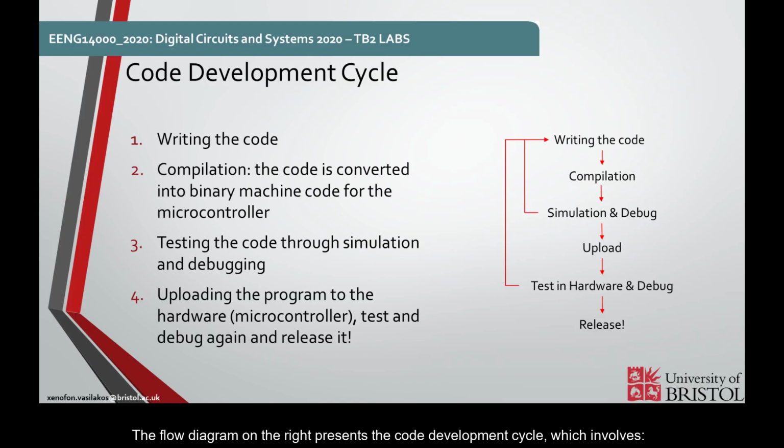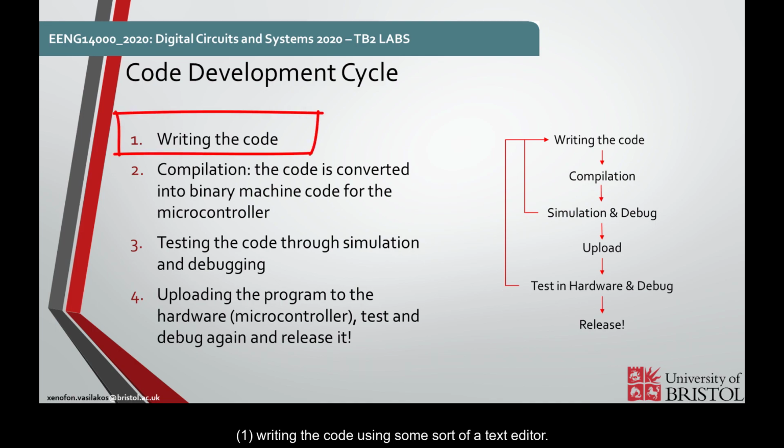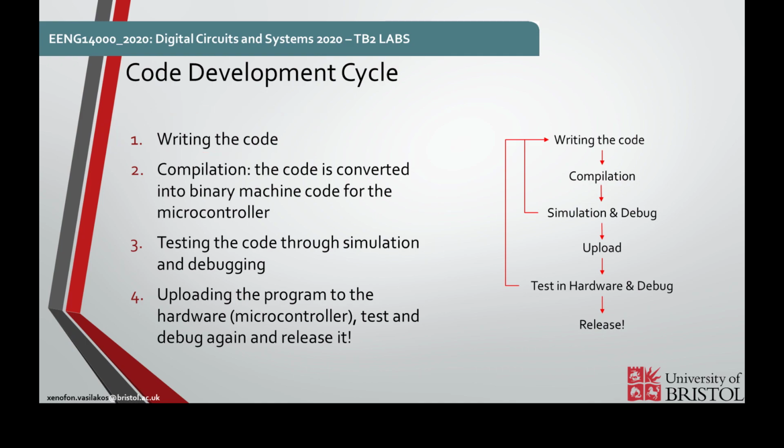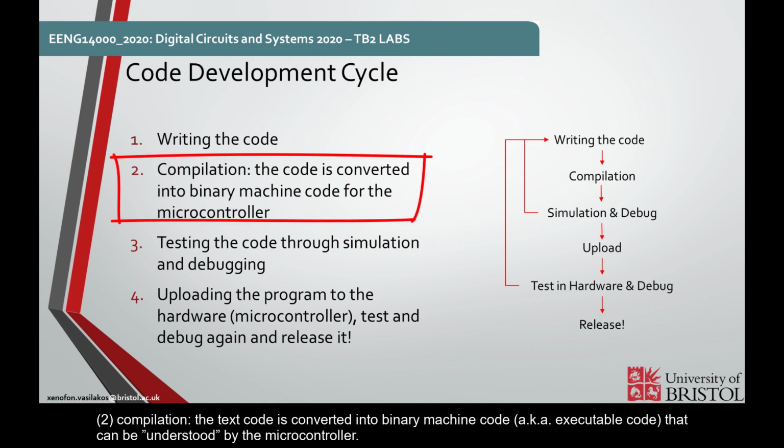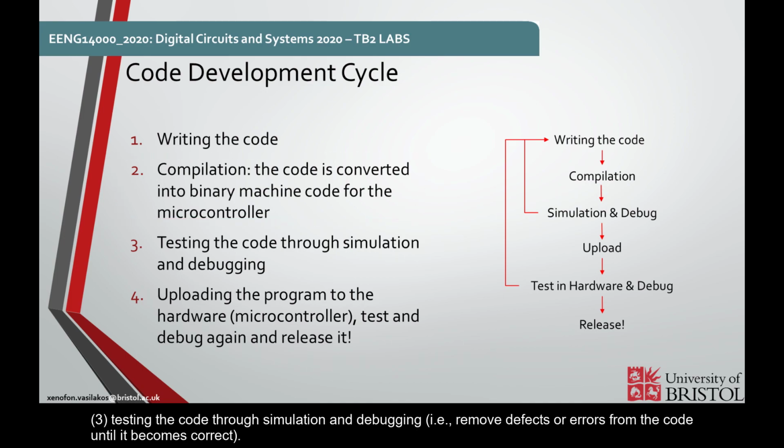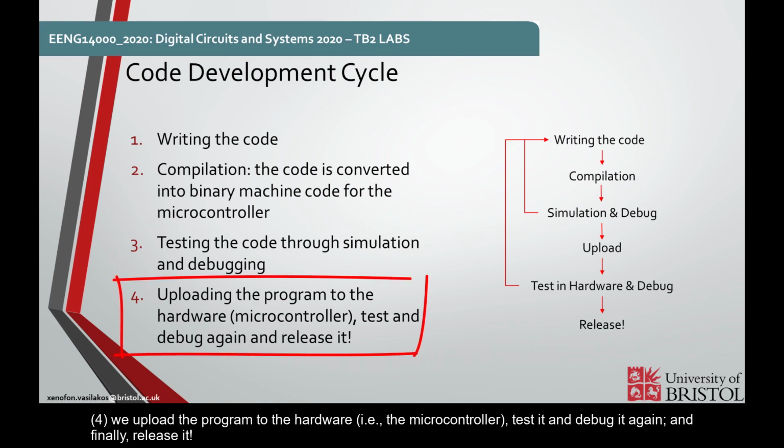The flow diagram on the right presents the code development cycle, which involves first, writing the code using some sort of a text editor. 2. Compilation. The text code is converted into binary machine code, which is also known as executable code, and that can be understood by the microcontroller. 3. Testing the code through simulation and debugging. In other words, remove defects or errors from the code until it becomes correct. Number 4. We upload the program to the hardware, test and debug it again, and finally release it.